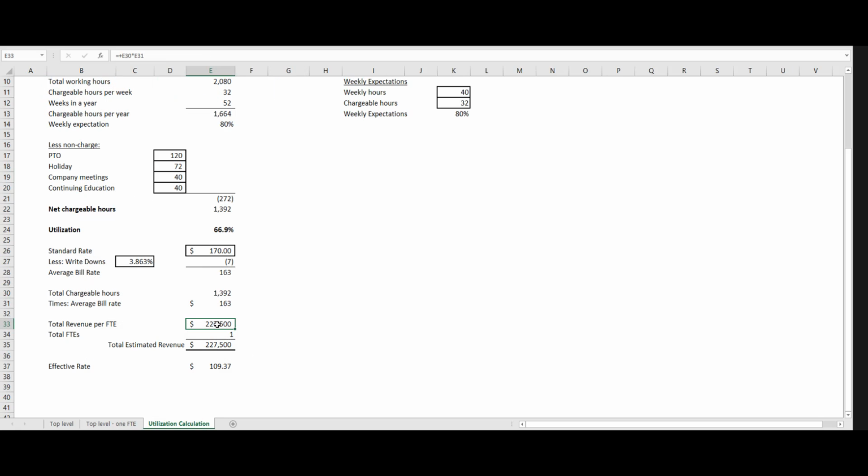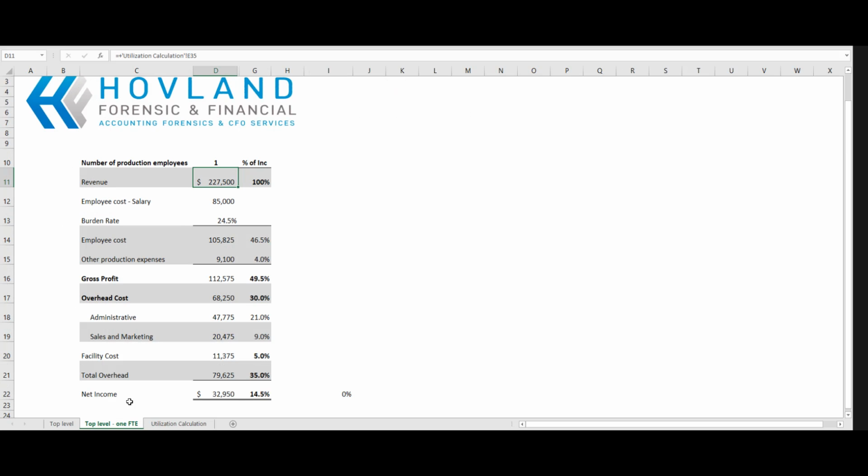And the beauty of this is once you build these up, when you start manipulating some of these numbers, you can see how the overall effect is. And that's truly what we want to do. I mean, we can calculate billing hours and standard rate till we're blue in the face, but how does that affect your financials? How does that affect your company's financials? And that's why I wanted to show you how it comes through to the top level here.